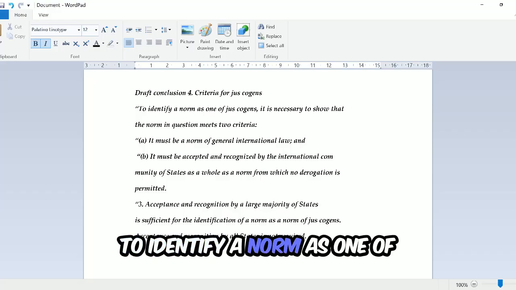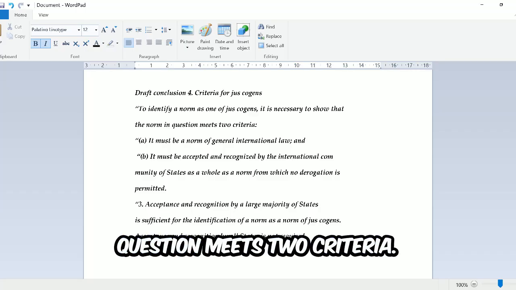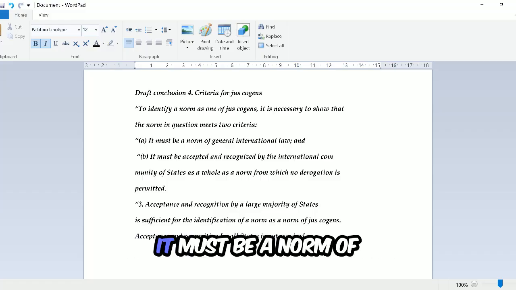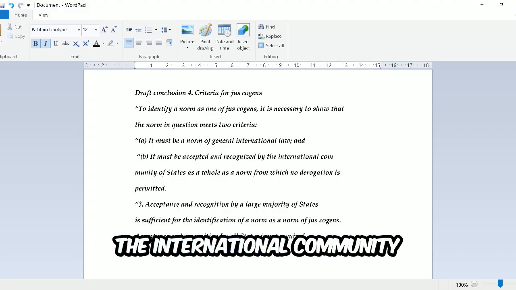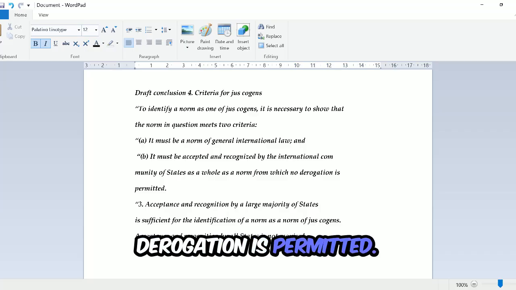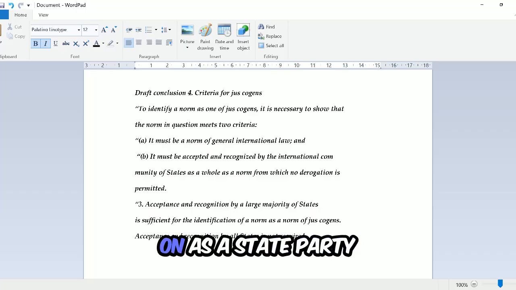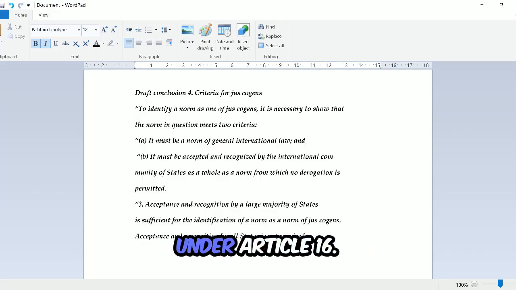To identify a norm as one of jus cogens, it is necessary to show that this norm in question meets two criteria. It must be a norm of general international law. Okay, that fits, right? ICCPR, Article 16. It's a norm of general international law. It must be accepted and recognized by the international community of states as a whole as a norm from which no derogation is permitted. All right? So when Canada signed on as a state party member and ratified their obligation to the ICCPR, they were accepting the operation of law brought forth under Article 16.